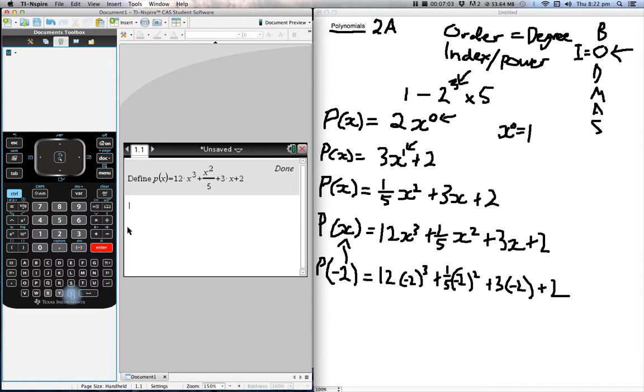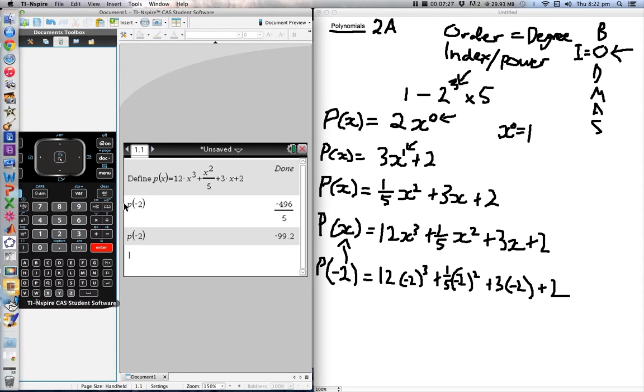And now finding it when x is minus 2. Let's throw in minus 2. And there we go. It's negative 496 over 5. And if you want to know what that is as a decimal, use these squiggly lines here, negative 99.2. And there you go. That is everything you need to know about polynomials for 2A.